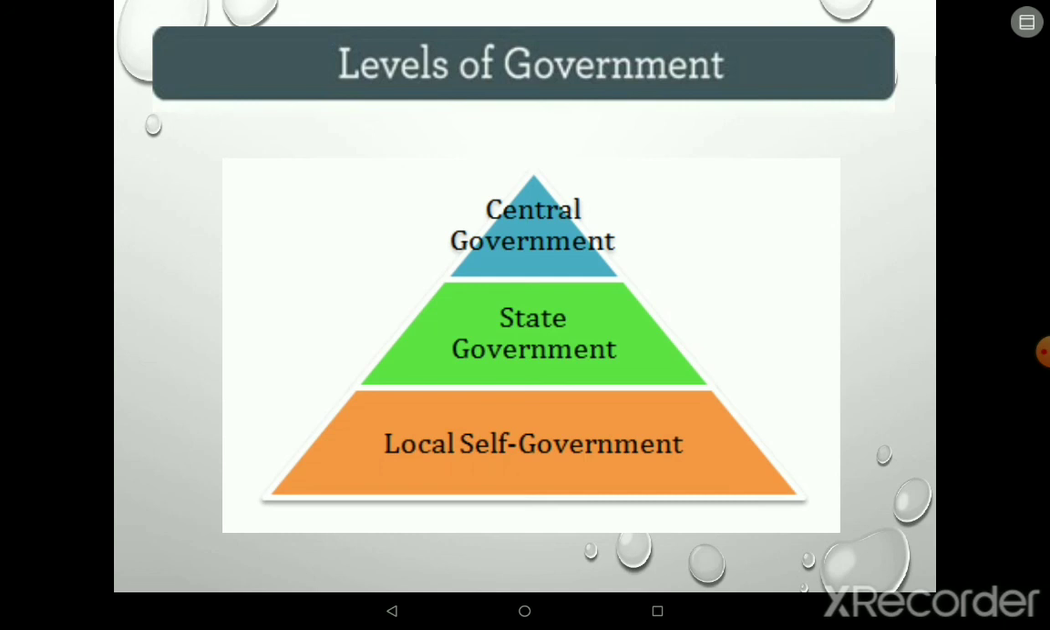The central or the union government looks after the governance of the entire country and is the highest level of the government. And each state has a government which is known as the state government. And the government at the local level, in cities, towns or villages, is known as the local self government.